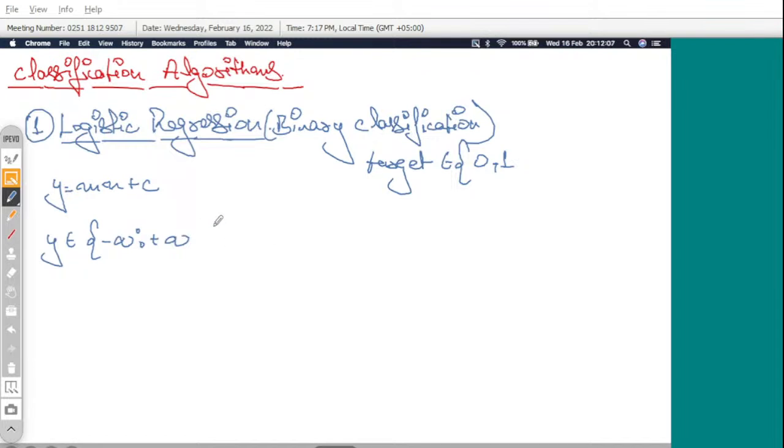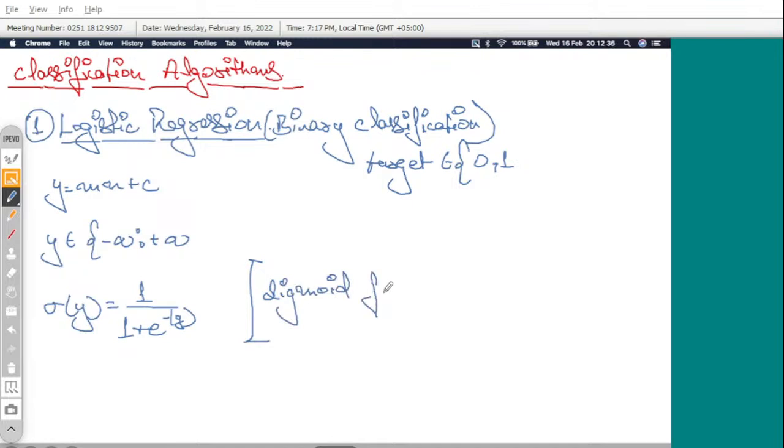This can get any value. There is no certain range, or no specific min and max where we are going to get the values. So we transform this y equals mx plus c as sigmoid of y equals 1 divided by 1 plus e raised to the power minus y, right? This is called the sigmoid function.